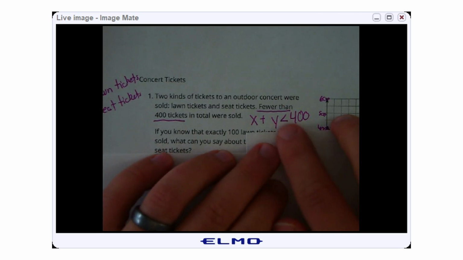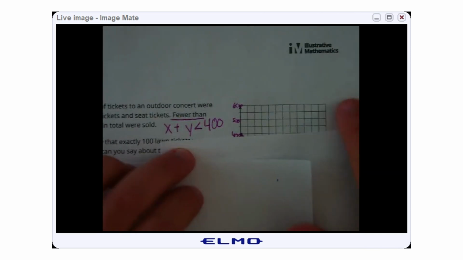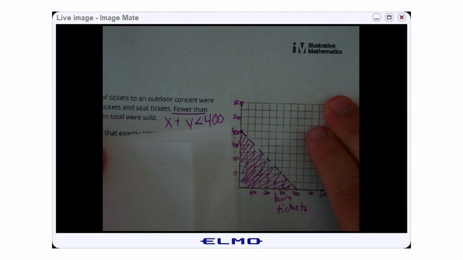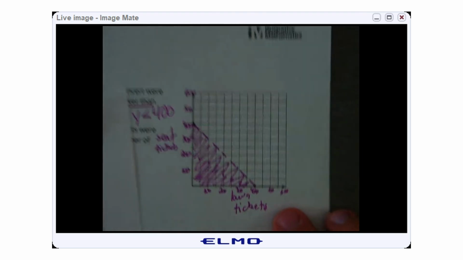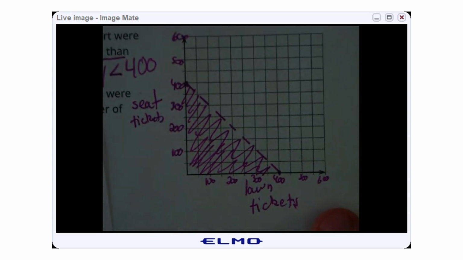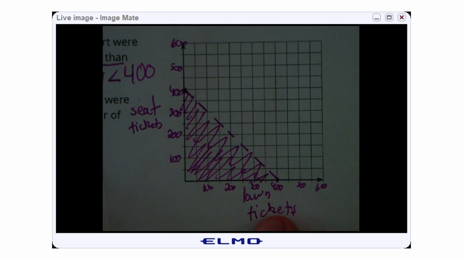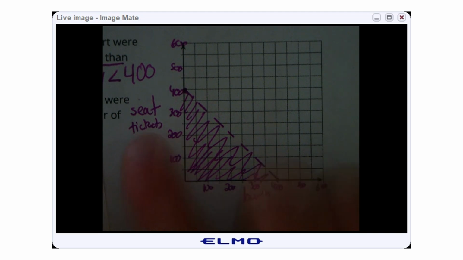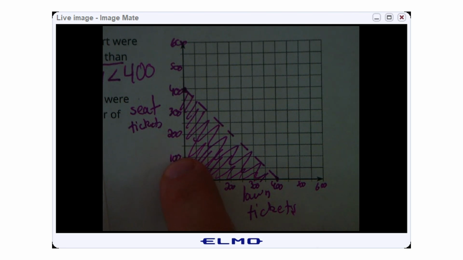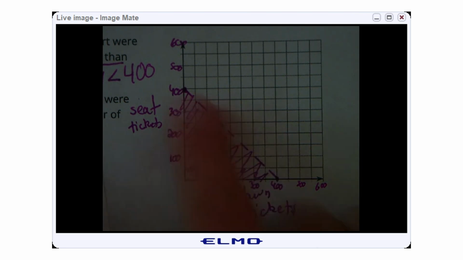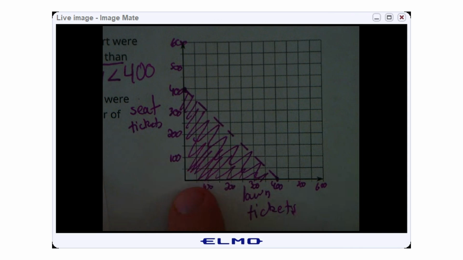Again, what I did is I went on Desmos, I graphed this, and my graph looks something like this. So I put lawn tickets as my X values, seat tickets as my Y values. Again, I did that same thing where I skipped a line and put 100, skipped a line, put 200, right? I did that on both of these axes. And I graphed, if I had 400 seat tickets, we would have 0 lawn tickets. And if we had 400 lawn tickets, we'd have 0 seat tickets.